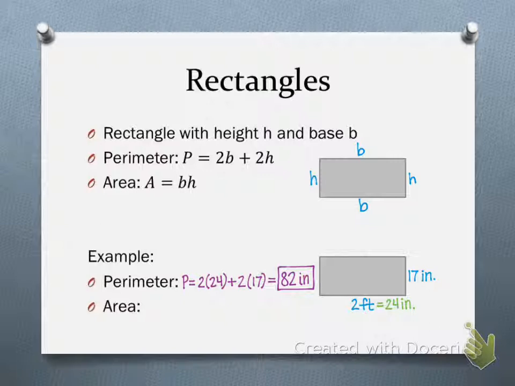Next is the area. Area again is base times height, so 24 times 17. When we multiply that out, we get 408. Again, we always do inches squared, or whatever unit it is, squared. So it would be 408 inches squared.